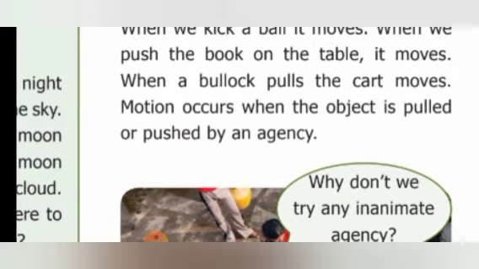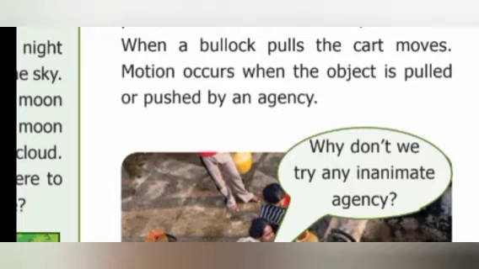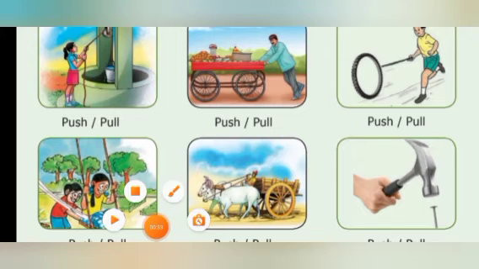Motion occurs when the object is pulled or pushed by an agency. So, pulled or pushed by an agency. Look at all these pictures. Either push or pull are applied in all these actions. Am I right, children? So, in our daily life, we pull out water from the well using a bucket. Animals pull a bullock cart.